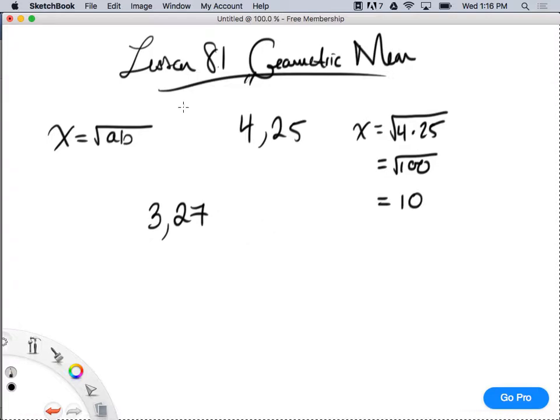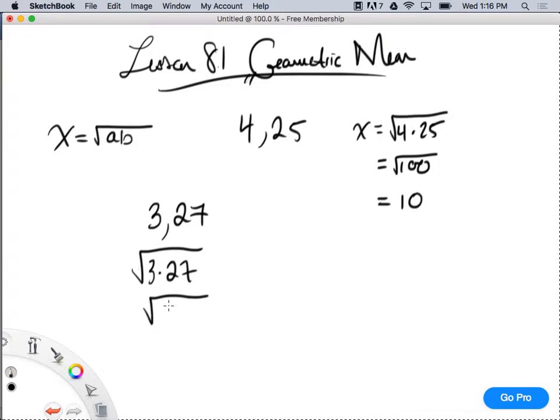All right, so what's the geometric mean? The geometric mean is the square root of 3 times 27. What's 3 times 27? 81. What's the square root of 81? 9. Good. So you guys know how to find the geometric mean. Is that pretty clear?